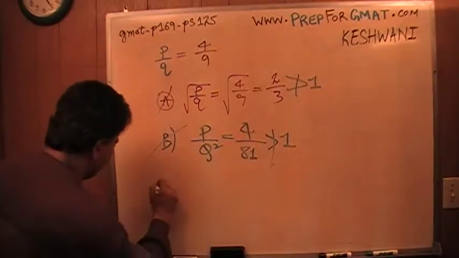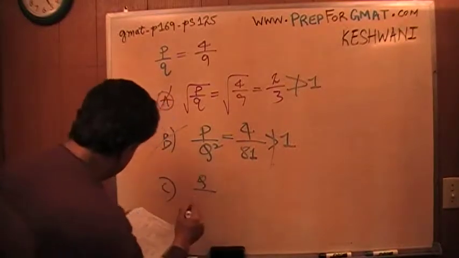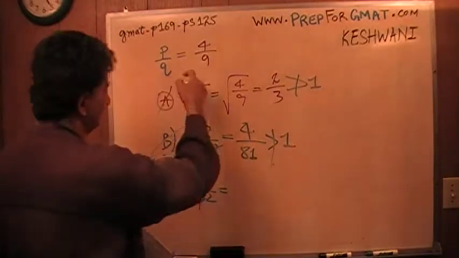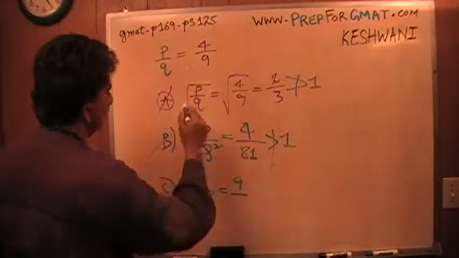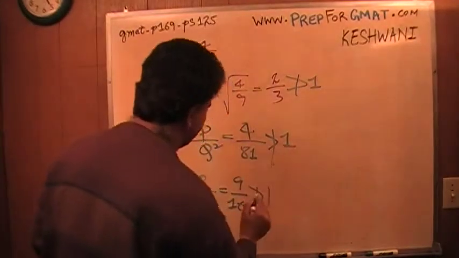C says Q over P squared. My Q is 9, P squared is 16, and that is not greater than 1. That is not greater than 1.